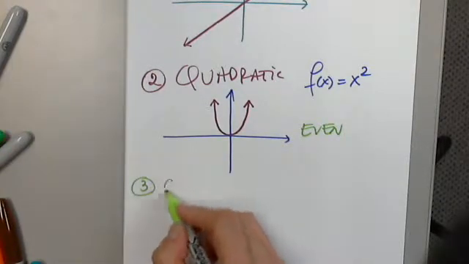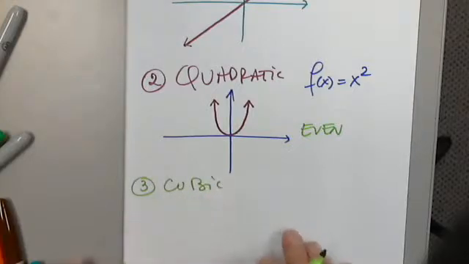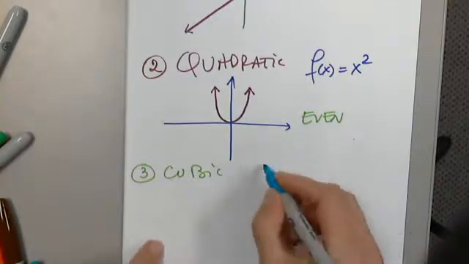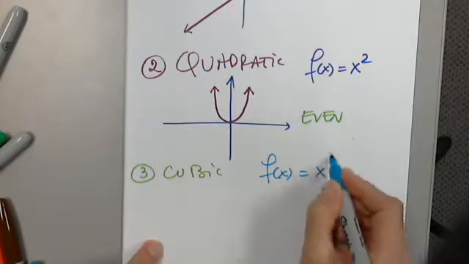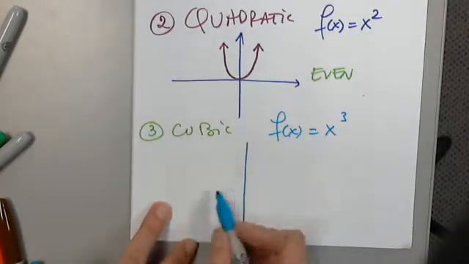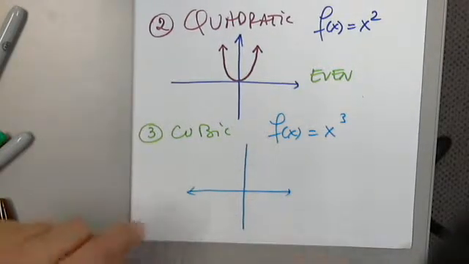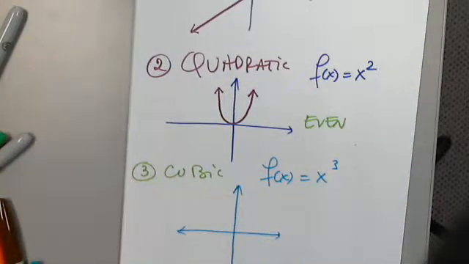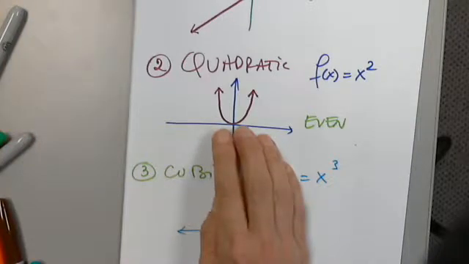Okay, the next one is cubic. Can anyone give us a polynomial function of degree 3? The simplest possible that anyone can come up with. So this is f of x equals x cubed. We graph this. Oops, I didn't mean to put the arrow here. I will erase it.